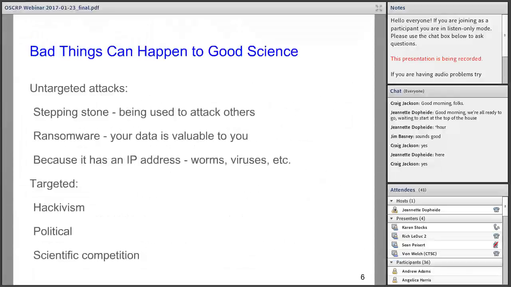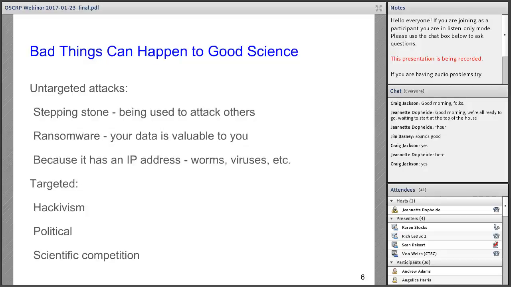And as I mentioned before, quite a lot of bad things can happen to good science, even good open science. There are untargeted attacks from those that really don't know or care what particular science mission of that resource is. There are stepping stone attacks where your system is simply being used to attack other systems. Ransomware happens where your data and your infrastructure is stolen and offered back to you for a price. Anything that has an IP address these days is vulnerable to a variety of worms and viruses that are out there. But there's also targeted attacks.